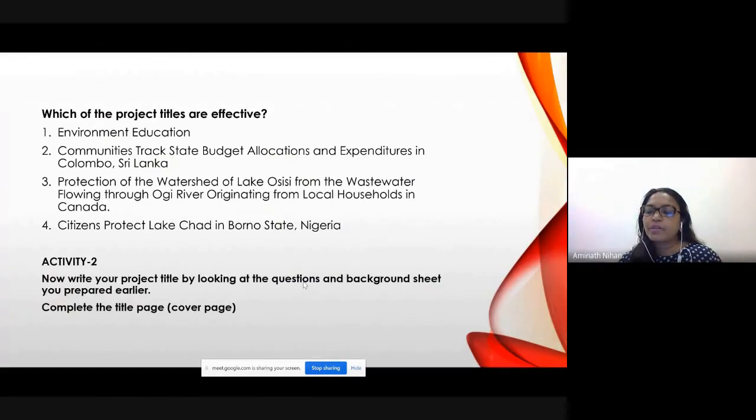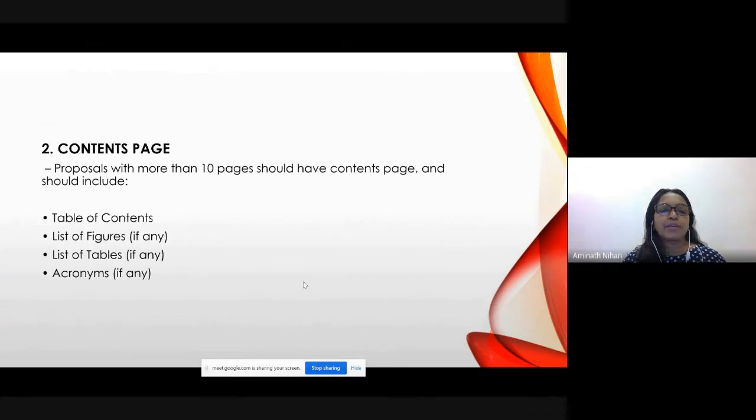Take some time to complete this, but also work a little on making the background better. All right, you can take about 30 minutes for this. Write the title, complete the title page, and write the background.